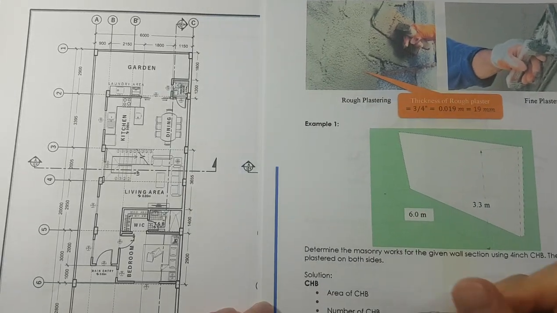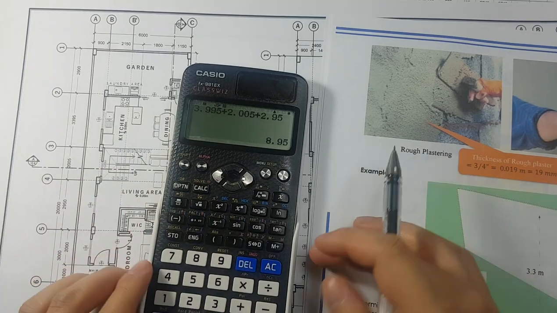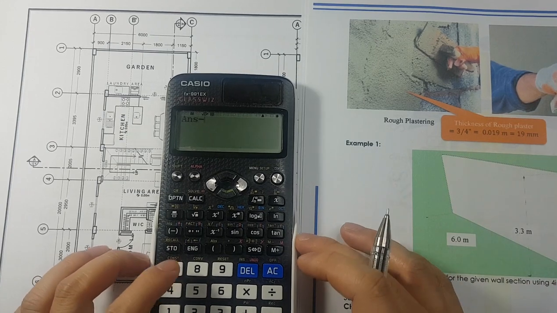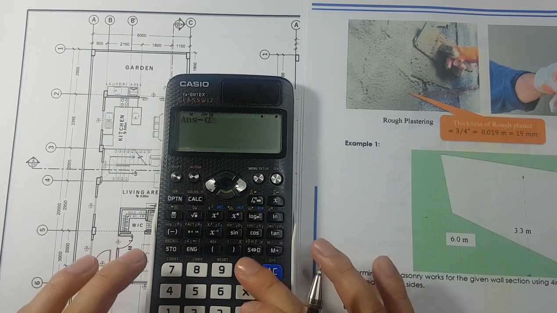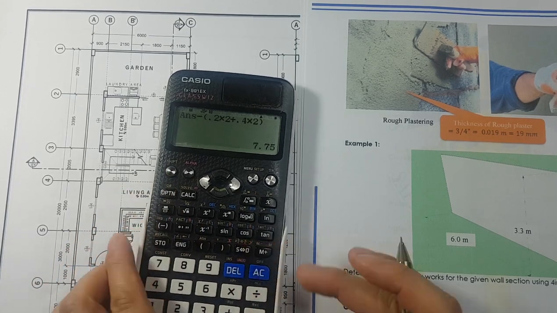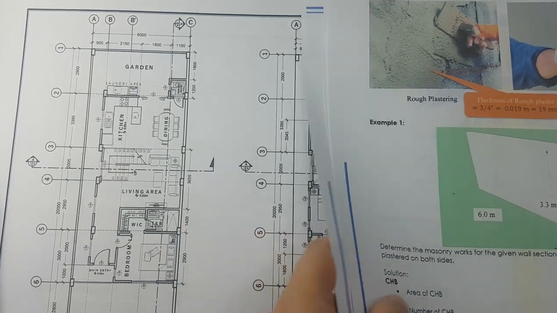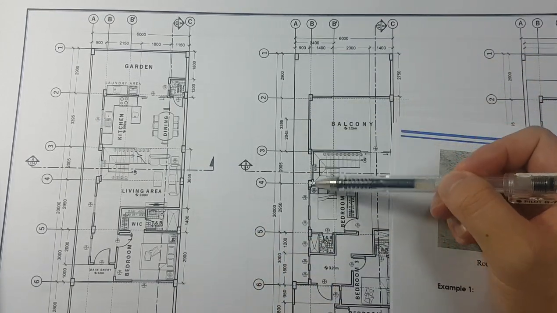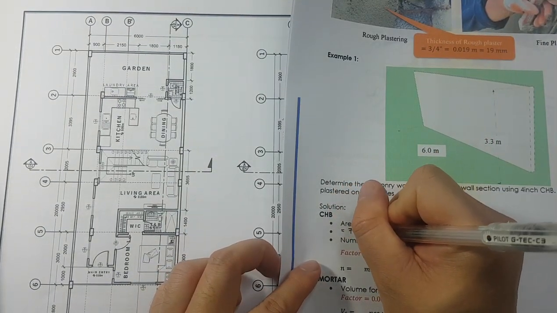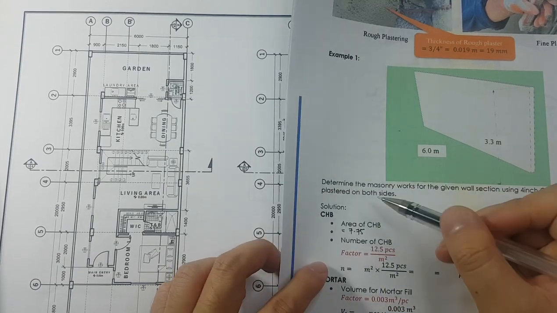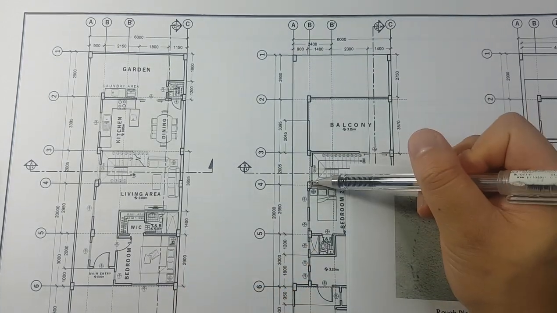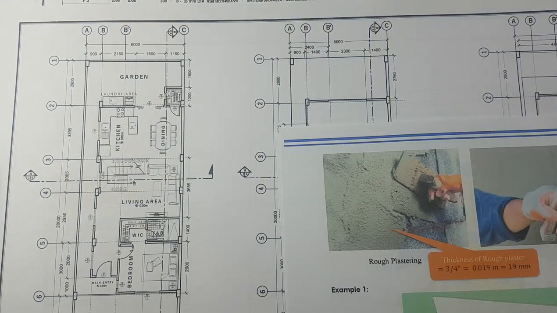Now, for the area of the CHB, take note, it is 8.95 minus 0.2 times 2 plus 0.4 times 2. So our length is 7.75, the total length after we subtract the columns. So that is 7.75, okay? Times, yeah. But there is something here, okay? Wait, let's measure it.